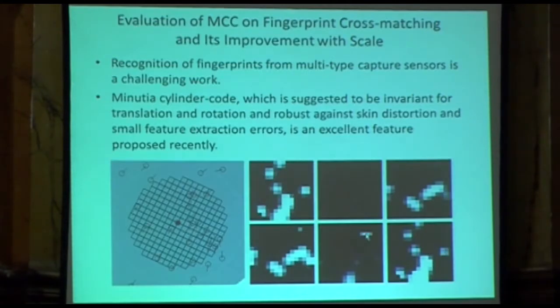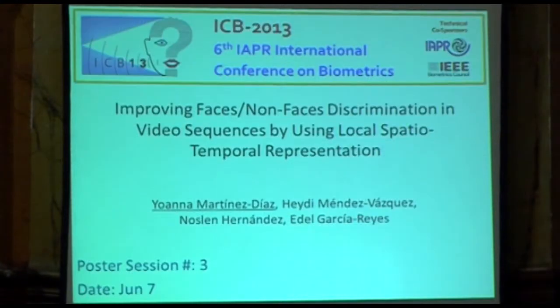Hello everyone, I'm Ali. Our paper in this session is about fingerprint cross-device matching as well. As we know, miniature cylinder code (MCC) in short is a recently proposed representation for fingerprint, and is suggested to be invariant for translation and rotation, and robust against skin distortion and small feature extraction errors.